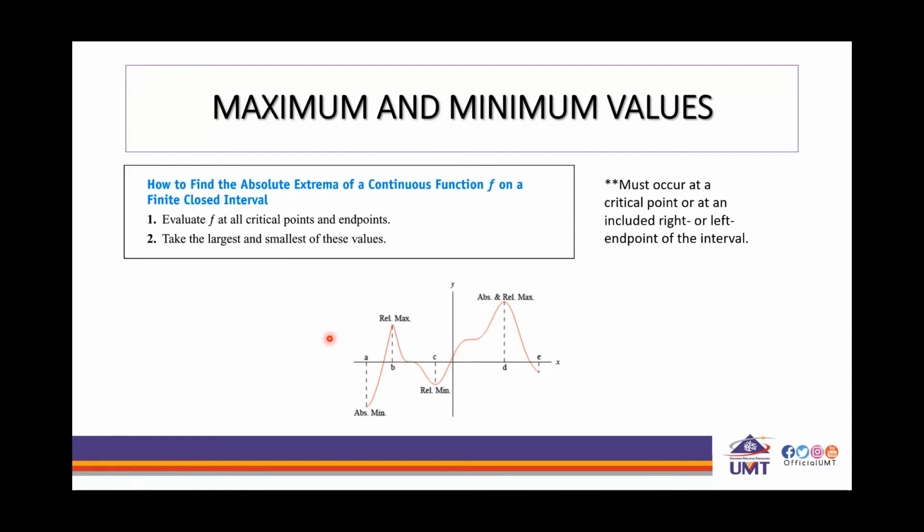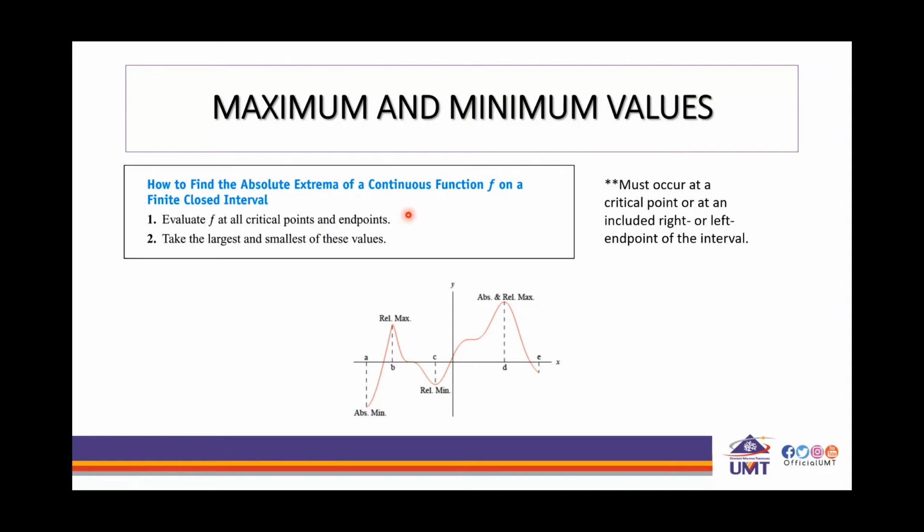So how to find the absolute extrema of a continuous function f on a finite closed interval? The first one, evaluate f at all critical points and endpoints. And then the second one, take the largest and smallest of these values.